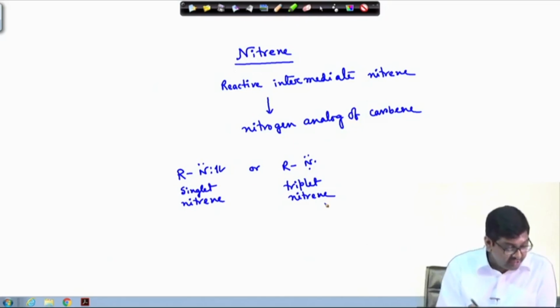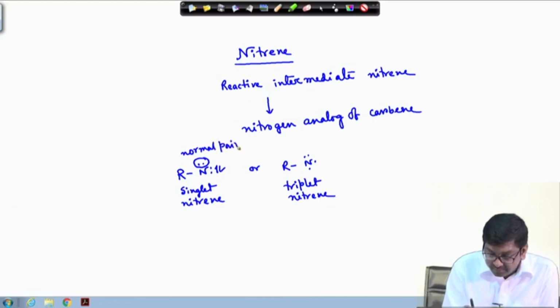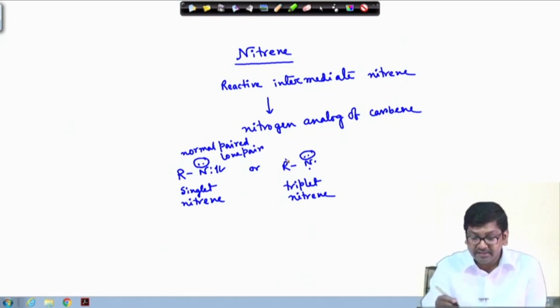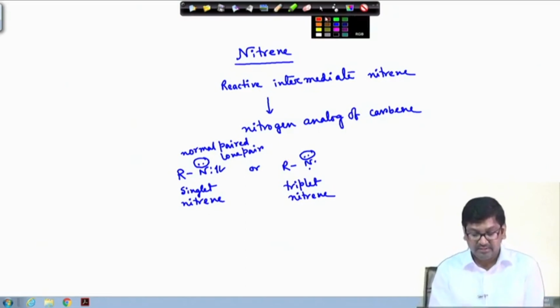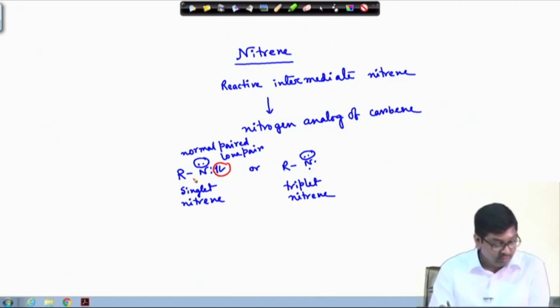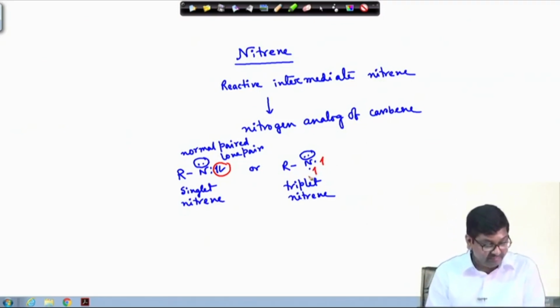If we say that nitrogen is having its own lone pair, that is this one, the normal paired lone pair, okay. Here also the same thing, whereas these two electrons there could either be paired up, or they can stay like this as a triplet nitrene. Okay.